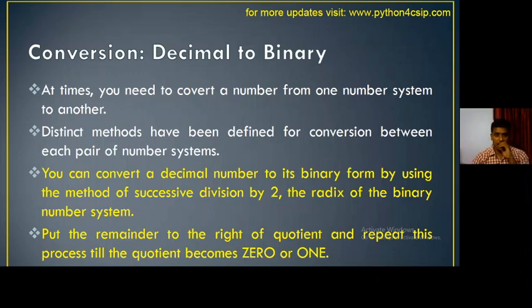Clear? Okay. Conversion. So till now we discussed the 4 number systems. The number system is the concept of representing numbers. The earlier number system which we humans follow is the decimal number system, but the computer understands 3 more number systems, that is binary, octal and hexadecimal.